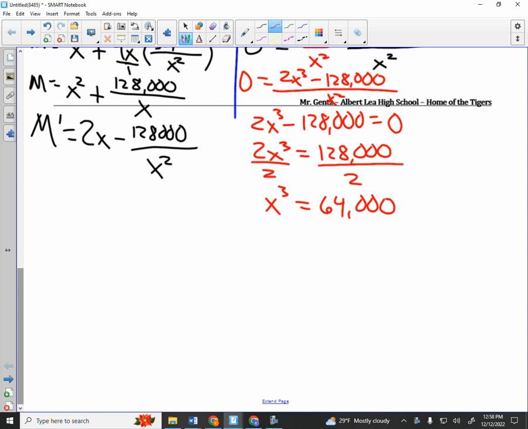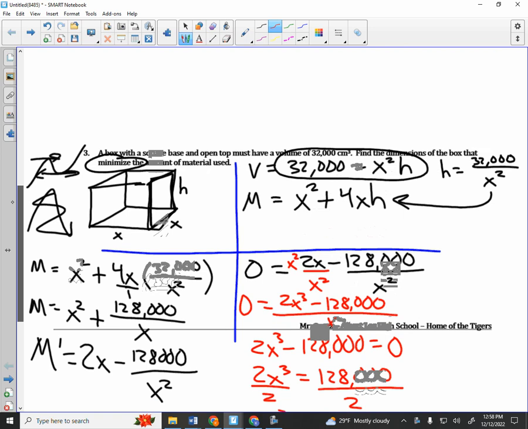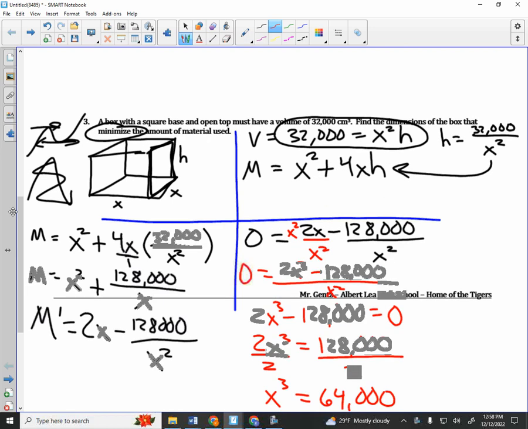What do I do to both sides? Cube root. And I get x is equal to 40. Did we answer the question? The question says what? Find the minimum amount of material. No, it says find the dimensions. It says find the dimensions.